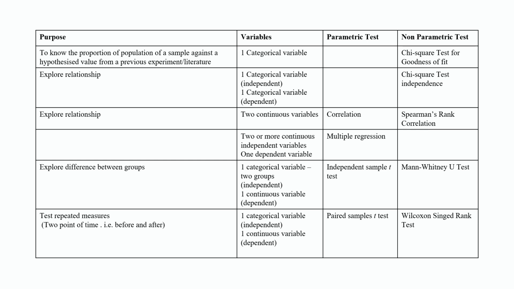The next is to test repeated measures. That means 2 points of time, that is before and after. So we have one categorical variable and one continuous variable. Paired sample t-test will work or Wilcoxon signed rank test will work.